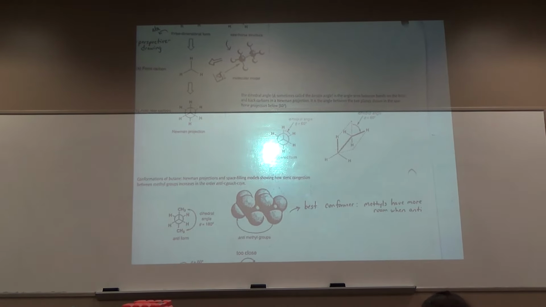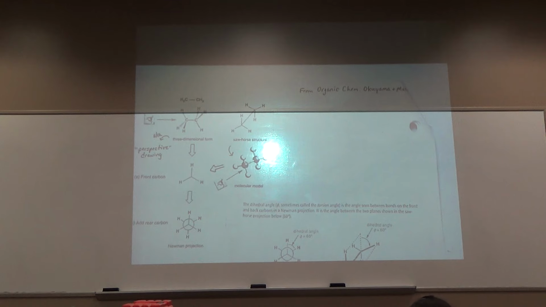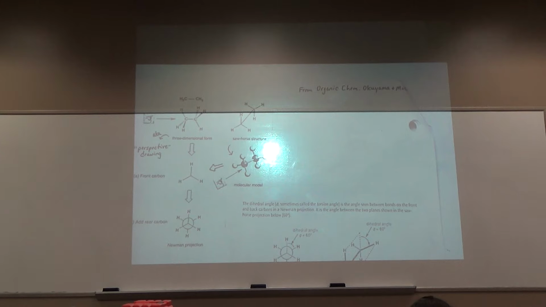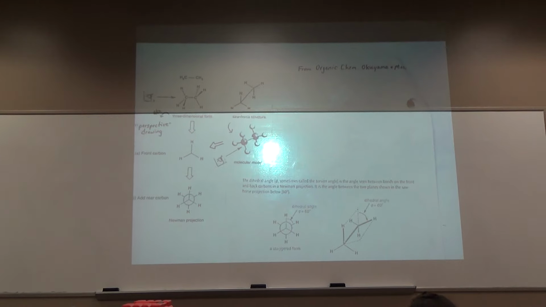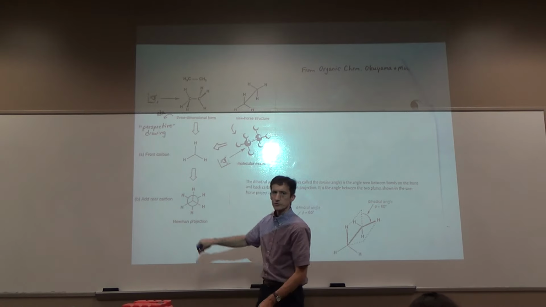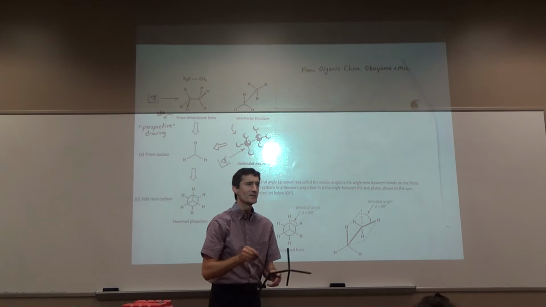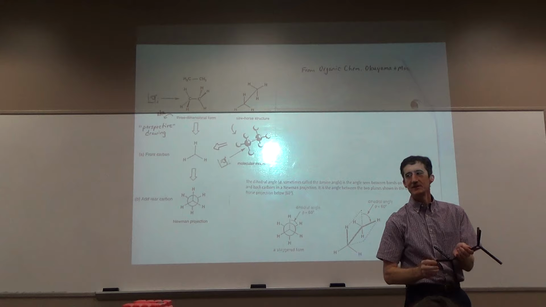The last two major topics for test one are conformations of alkanes, showing Newman projections, and then conformations of cycloalkanes, doing chair conformations. Let's look at Newman projections, also called circle, circle, dot, dot. Remember circle, circle, dot, dot?